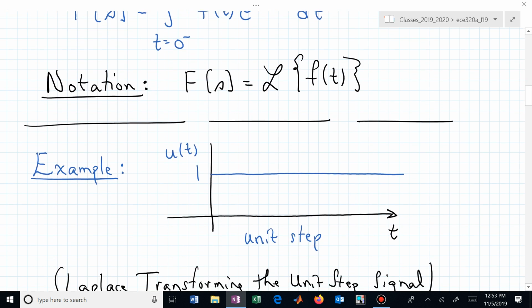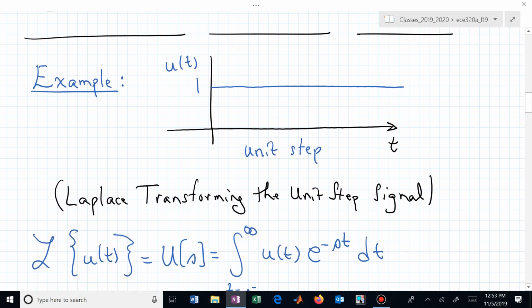Let's look at an example. Boy, this poor unit step's getting a workout today. But here we are. u of t. And it's doing better than my voice.